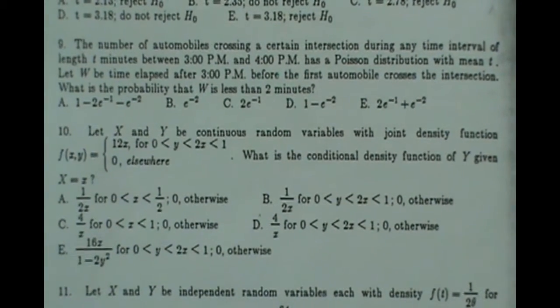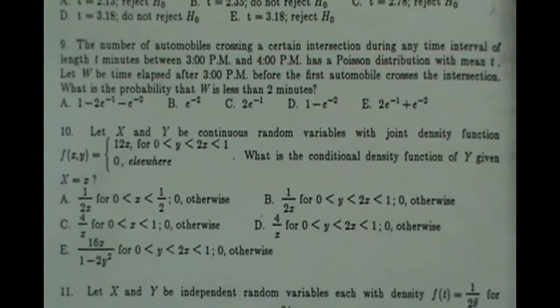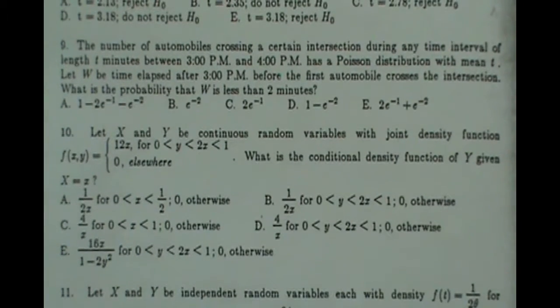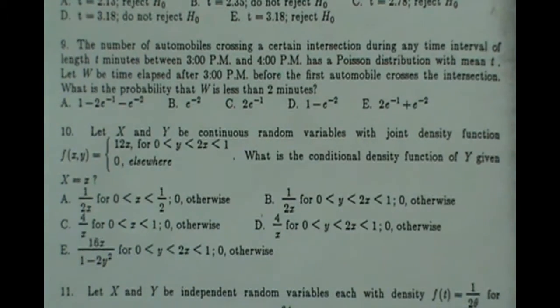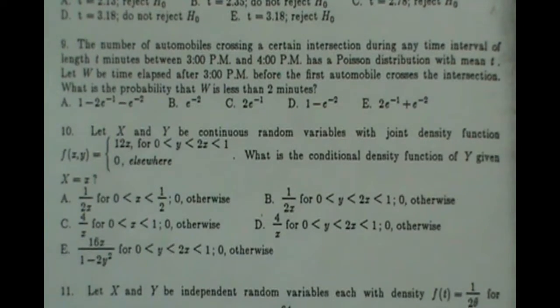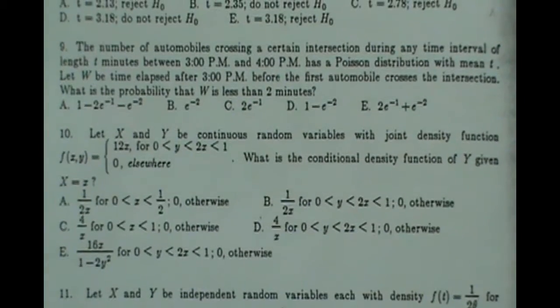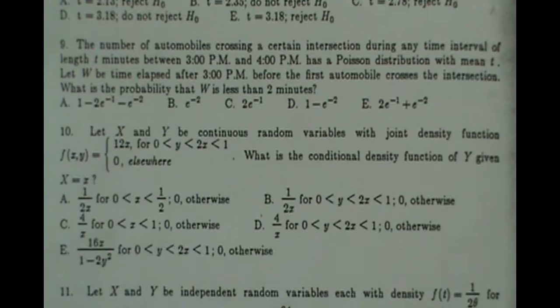This is sample exam 7, question number 10. Let x and y be continuous random variables with joint density function f of x, y equal to 12x, y between 0 and 2x, x less than 1. What is the conditional density function of y given x?